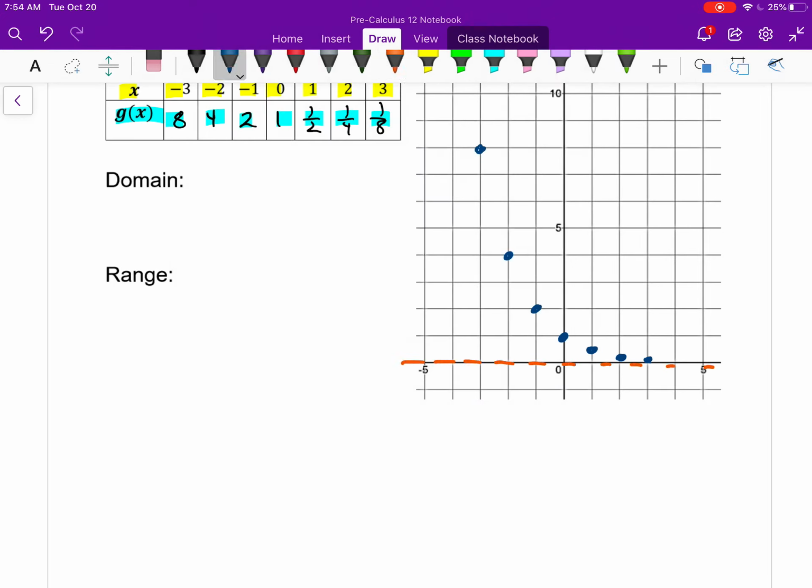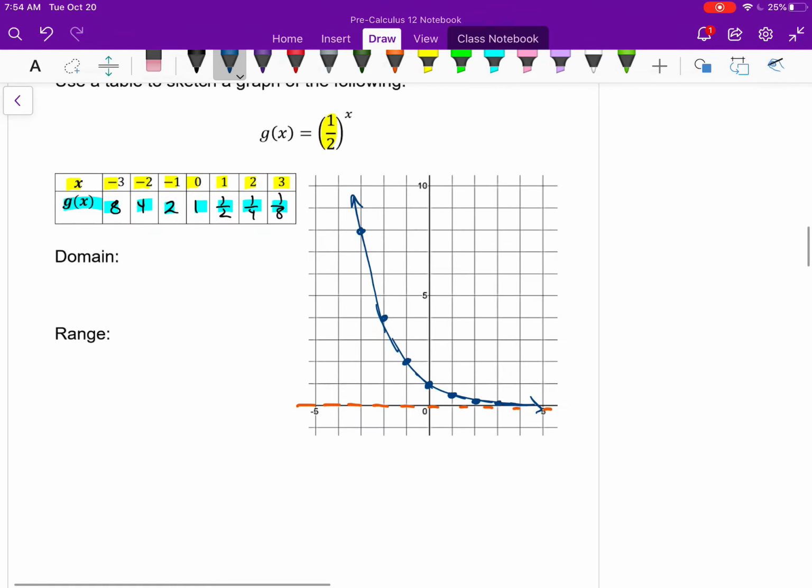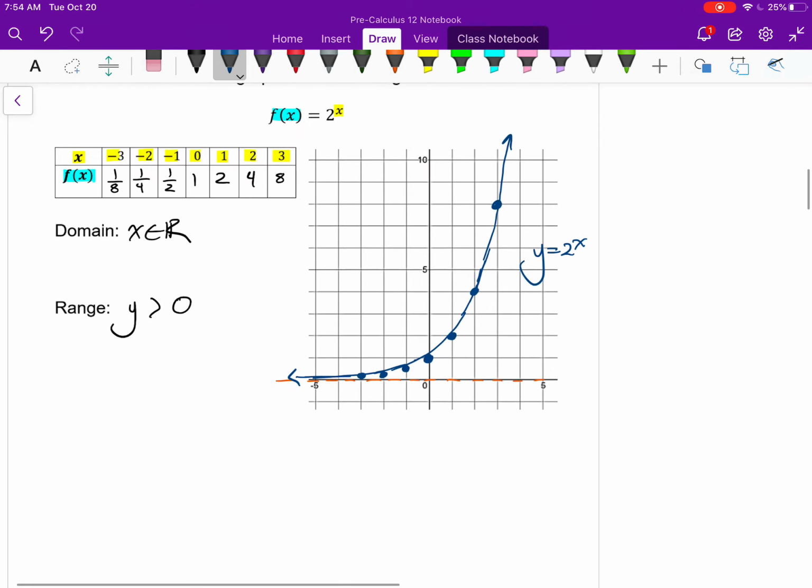And it's the exact same curve as before, but just reflected horizontally. So if we look at it from left to right, the graph is decreasing. It's decaying, we call it. And so we call this an example of exponential decay. We call this an example of exponential growth.